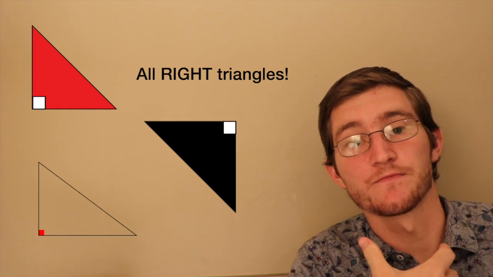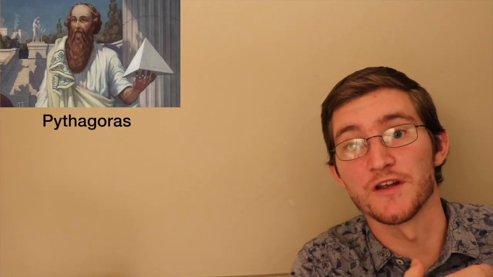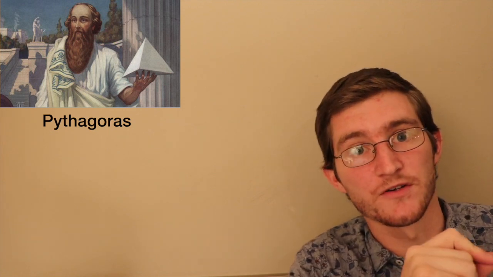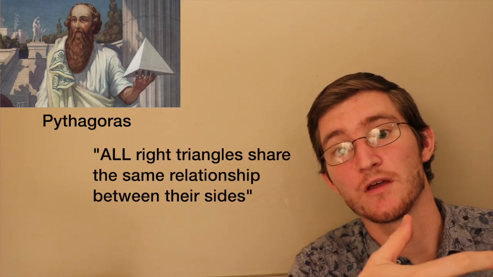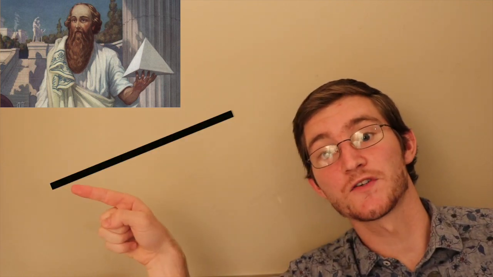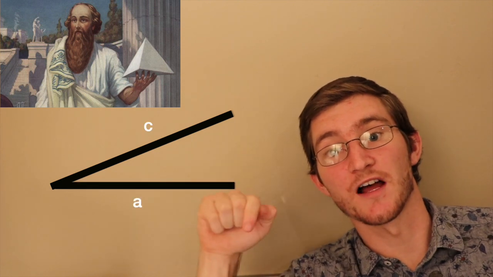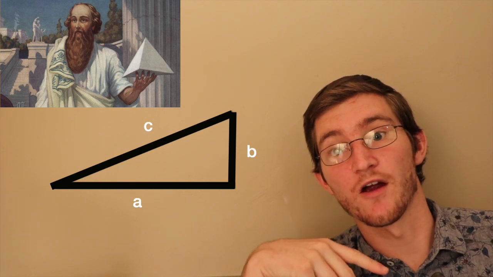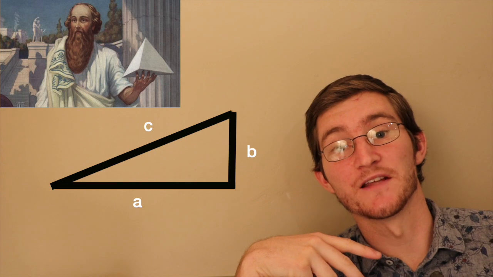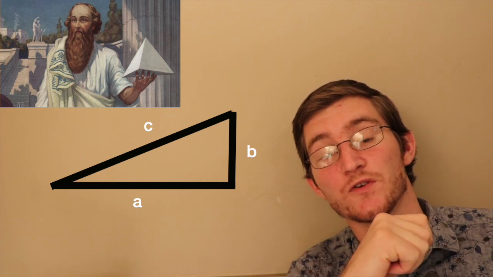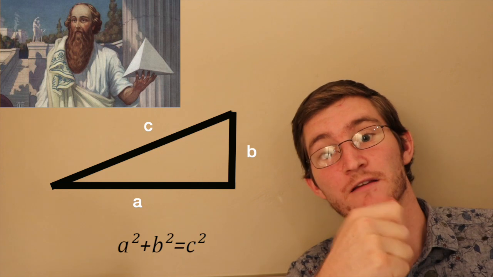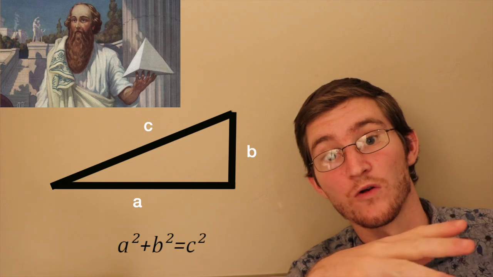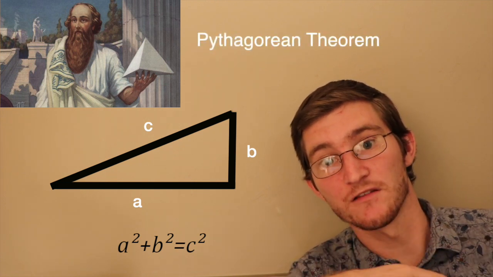So they're all right triangles, and what this person, Pythagoras, discovered back in ancient Greece is that all right triangles share a similar relationship between the long side, or the hypotenuse, and the smaller adjacent sides. So what he found was that the square, remember, the square is a quantity multiplied by itself, the square of the hypotenuse is equal to the square of one adjacent side in addition to the square of the other adjacent side. And that is true for all right triangles. And this is called the Pythagorean theorem.